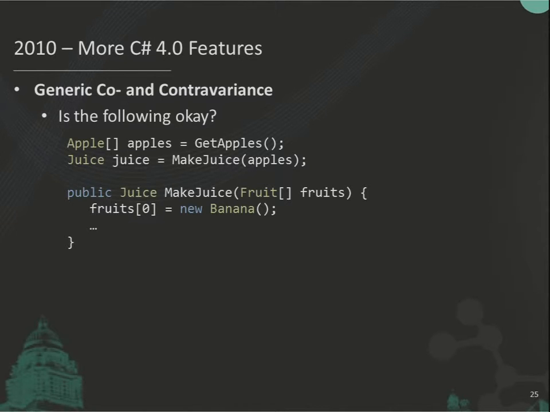And on an apple, you might call the peel method, and the peel method on an apple is not compatible with the peel method on a banana. It's a totally different process. So you do have some problem there. You have a type safety issue. So why did we enable this in the first place?